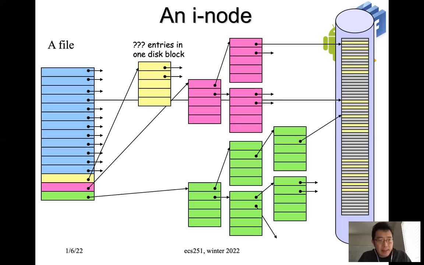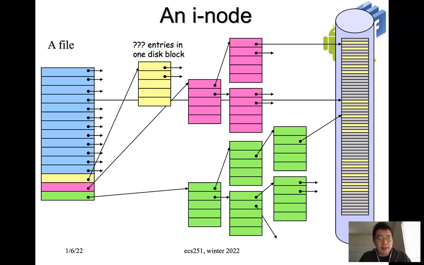That's 8 bytes. So if you have 4K bytes with each pointer being 8 bytes, then this block is going to have 512 pointers, because it's all powers of 2. 4K bytes is 2 to the 12, and each pointer is 2 to the 3, 8 bytes. So 2 to the 12 divided by 2 to the 3 is 2 to the 9.